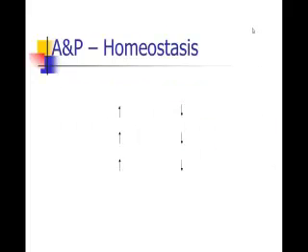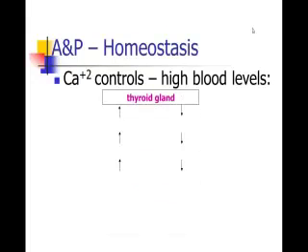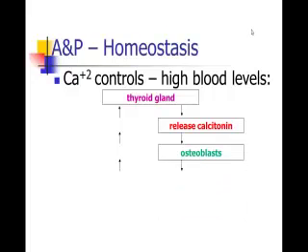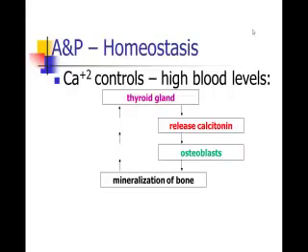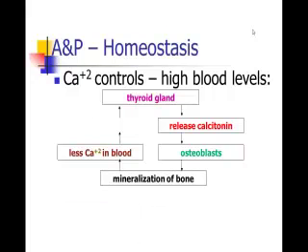What if we have high levels? At high levels, the thyroid gland gets involved. It releases a hormone called calcitonin. Calcitonin stimulates the osteoblasts to form new bone material. They do that slowly. And then the mineralization of the bone removes calcium from the blood, which in turn inhibits the release of the calcitonin, another negative feedback loop.